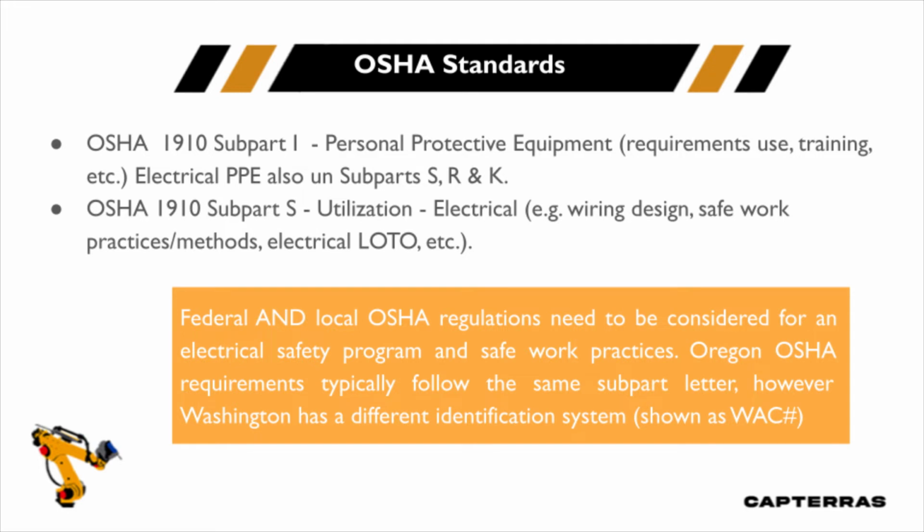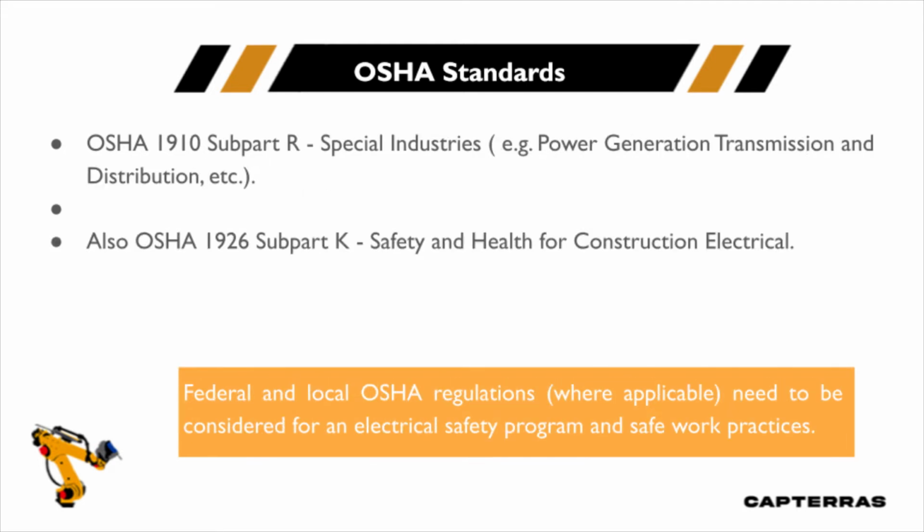So in talking about OSHA here, we have 1910 subpart I, which deals with personal protective equipment, the requirements, use, and training. Now electrical PPE is also discussed primarily in subparts S, R, and K. So we have subpart S: utilization, wiring design, safe work practices, methods, electrical lockout/tagout, and of course electrical PPE is discussed in subpart S as well. You have subpart R, special industries, such as power generation, transmission, and distribution. And this is a very important standard.